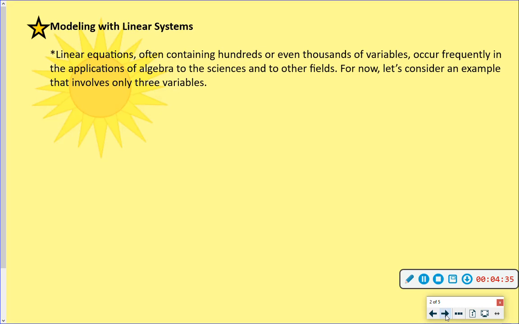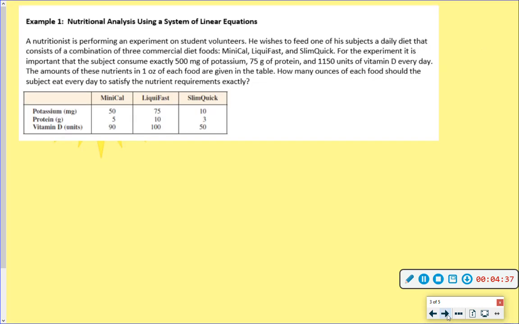So let's take a look at a very lovely word problem coming at us. A nutritionist is performing an experiment on student volunteers. That seems weird, okay. He wishes to feed one of the subjects a daily diet that consists of a combination of 3 commercial diet foods: Mini-Cal, Liquifast, and Slim Quick. For the experiment, it's important that the subject consume exactly 500 milligrams of potassium, 75 grams of protein, 1150 units of vitamin D every single day.